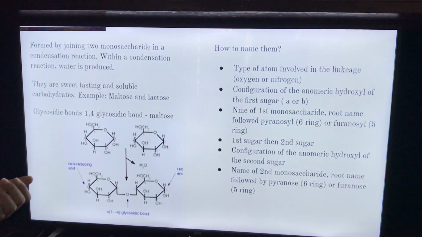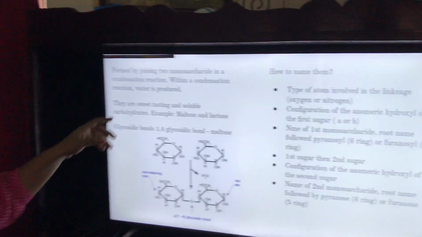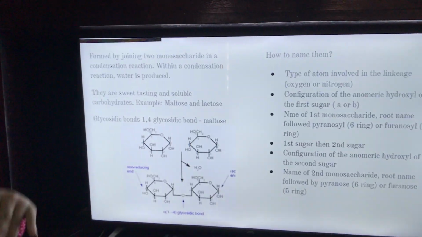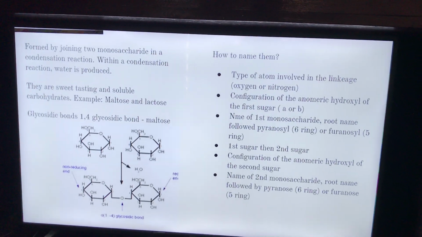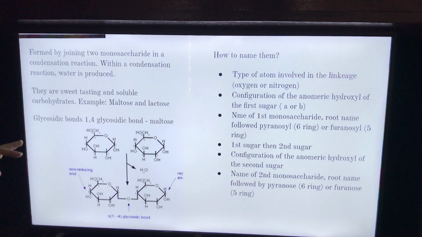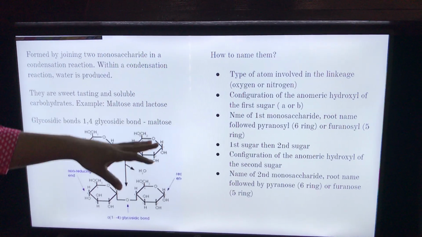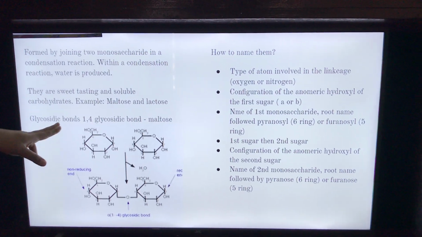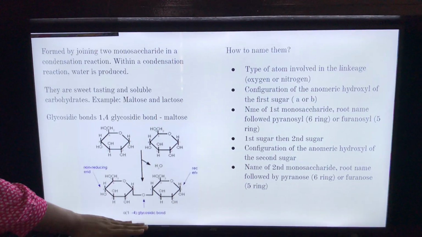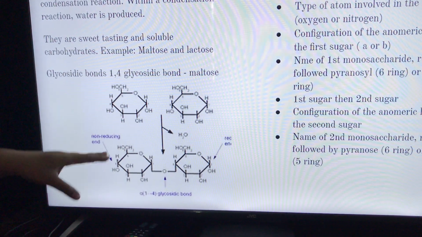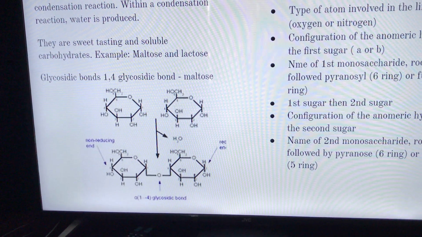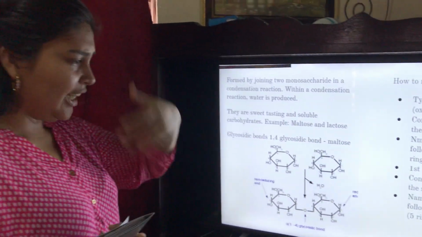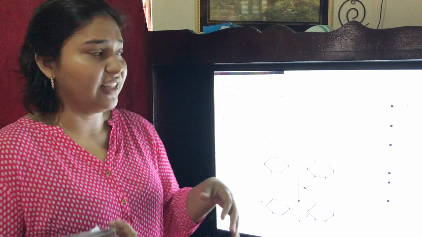So what is a disaccharide? A disaccharide is formed by joining two monosaccharides in a condensation reaction, and within a condensation reaction, water is a byproduct. So disaccharides are sweet tasting and soluble carbohydrates. An example are maltose and lactose. So disaccharides are made via glycosidic bonds. And this picture, as you can see right here, is an example of a maltose. And a maltose has a 1,4 glycosidic bond. I will talk about this more when we move into naming and just explaining other types of disaccharides.